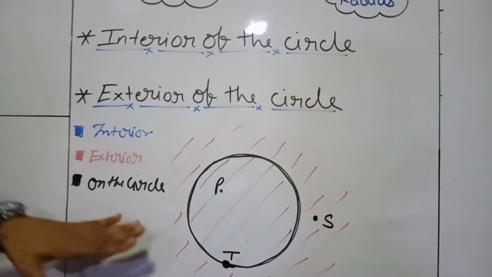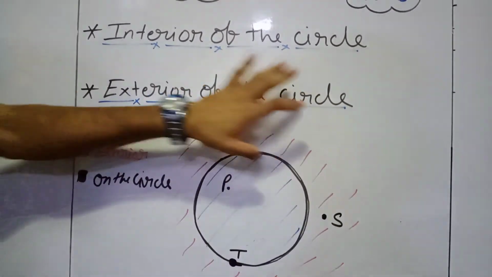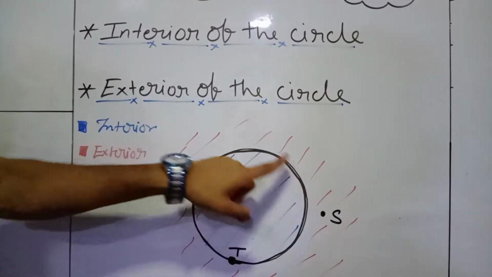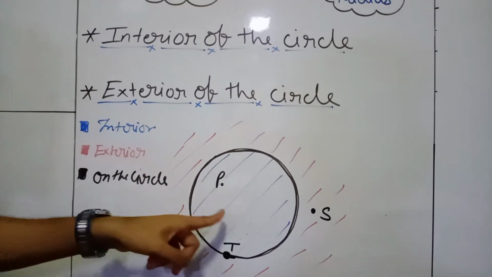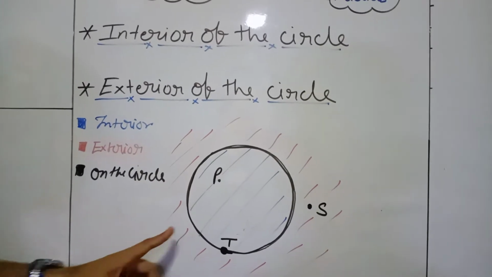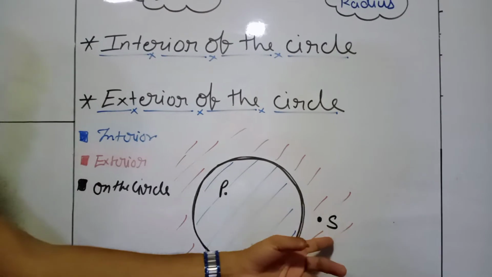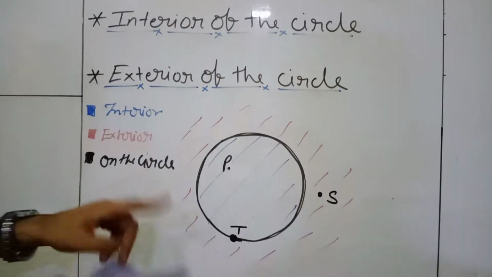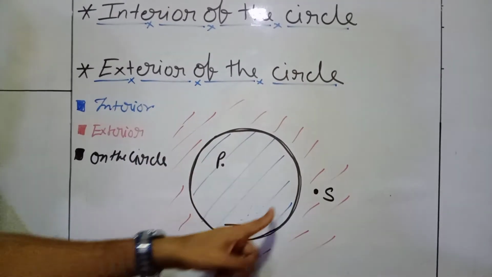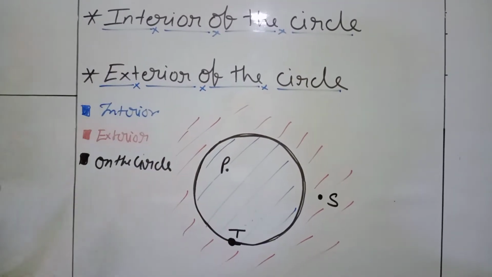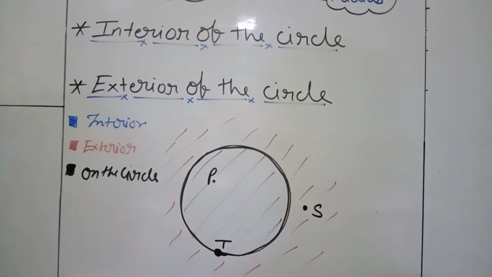So clearly you should come to know what is the interior part of the circle, the exterior part of the circle, and on the circle. If we have any point within the circle, that is called the interior part of the circle. And if we have any point outside the circle, like here we have the point S, that lies in the exterior part of the circle. Or if we have any point on the circle, on the outer boundary of the circle, that is on the circle. So let's see, here we have an activity.